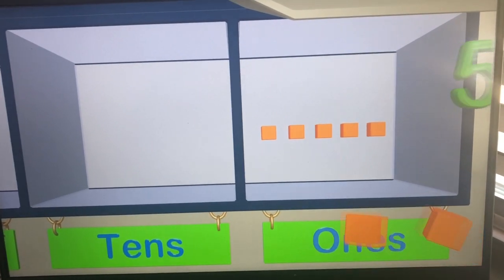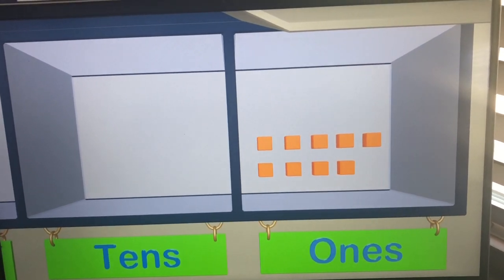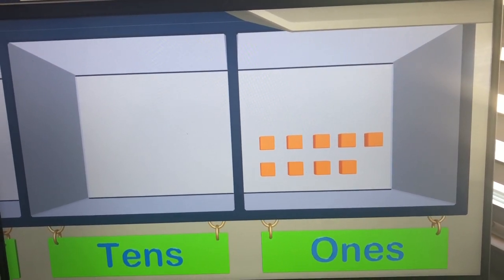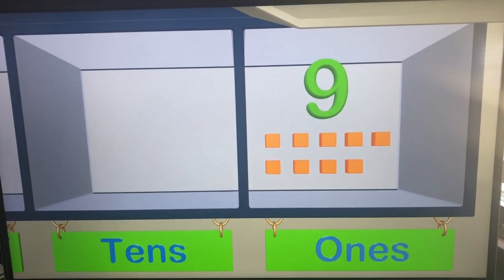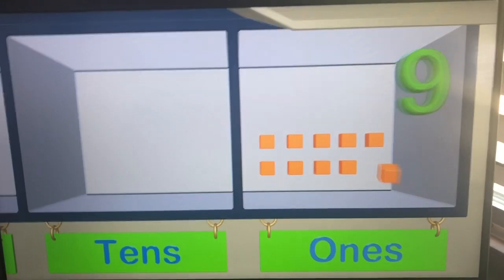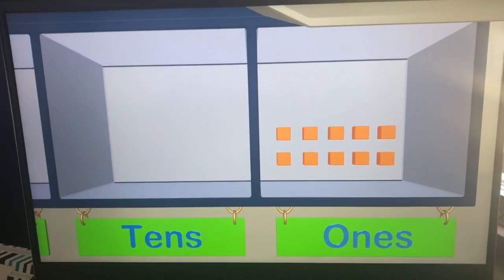4 more ones blocks. How many blocks do we have now? Can you count them for me? We have 9 of the ones blocks. Great job again. But wait a minute, another block just moved into the ones place, but something is wrong. I think I know what it is.